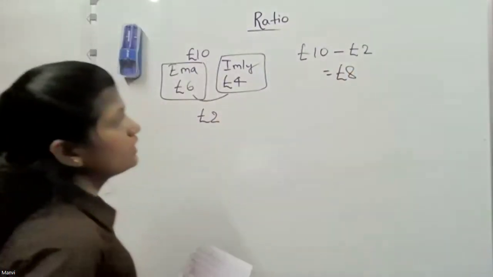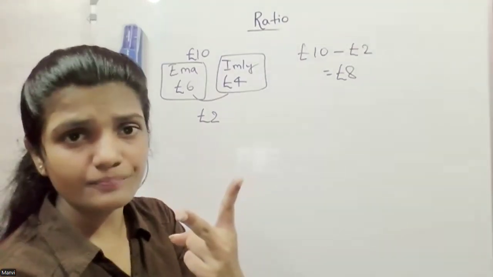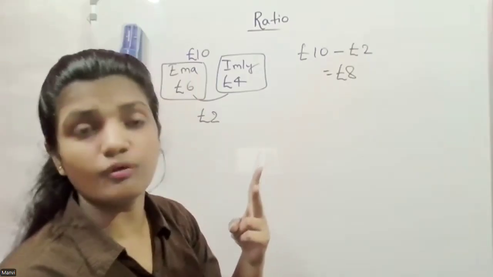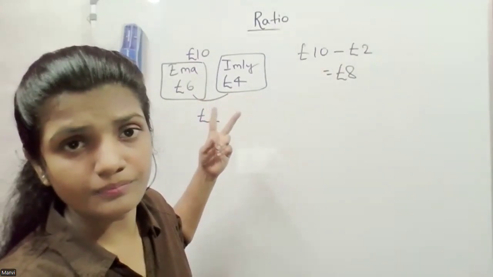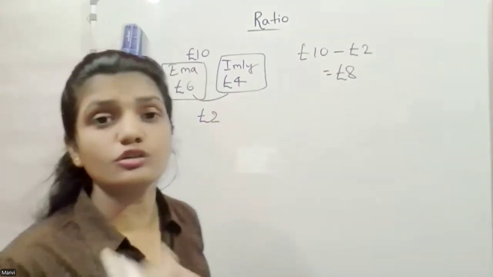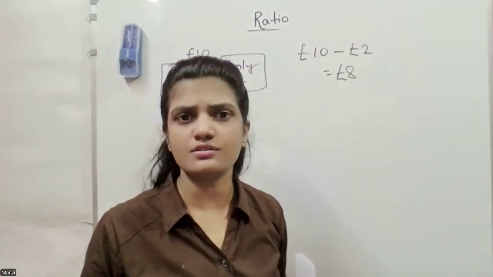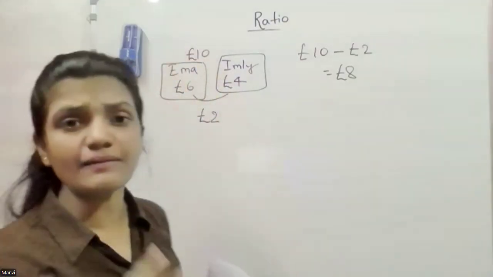Now, as we have just 2 children, divide this amount by 2. Why 2? Because we have 2 children only. Okay. So the first step, Kavya, please think carefully. Let me explain first.